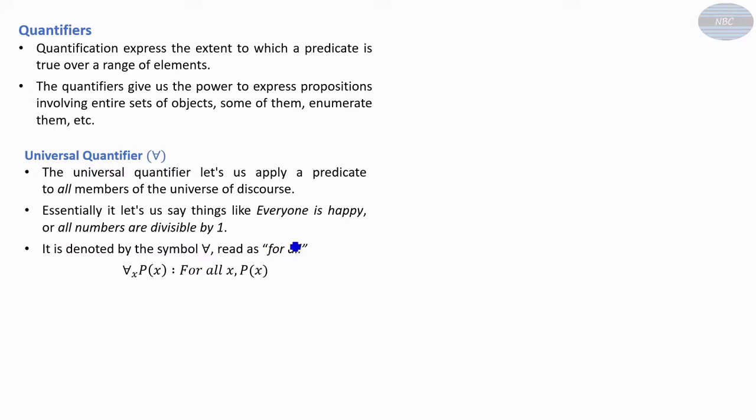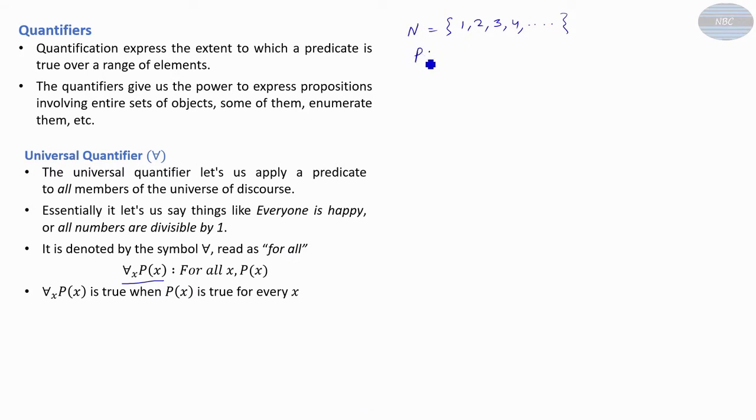Okay, read as for all, and it can be read as for all x P(x). Okay, for all x P(x) is true when P(x) is true for every x. Okay, so let me write down one universe of discourse. Let's suppose I have a set S equal to 1, 2, 3, 4 and so on. So let's suppose this is the set of natural numbers. So let me write it down as N.